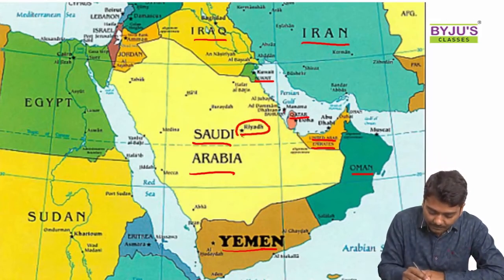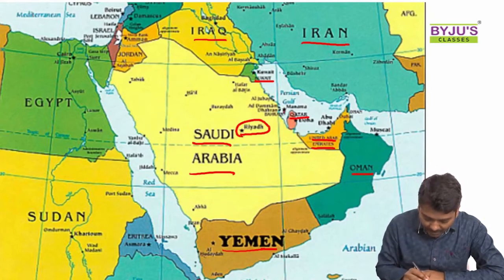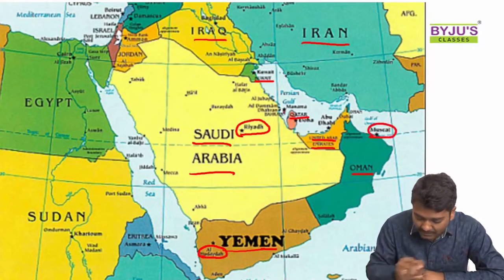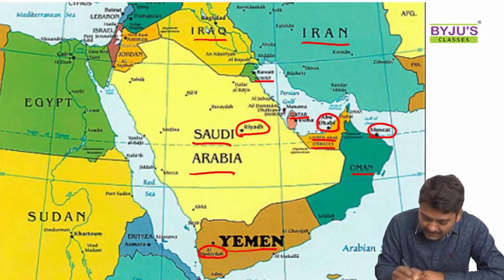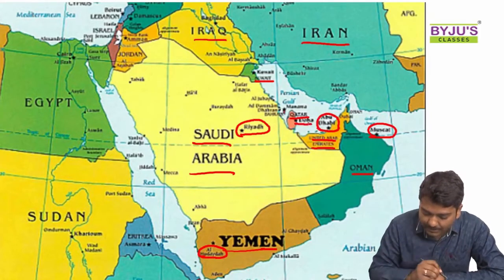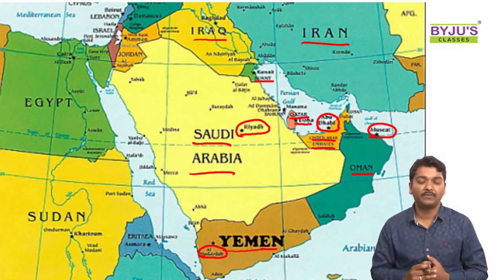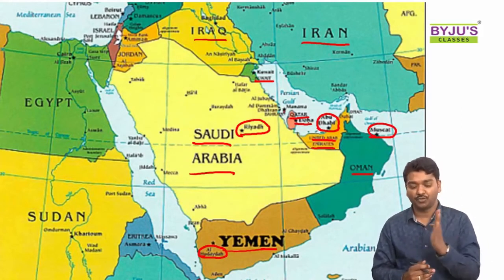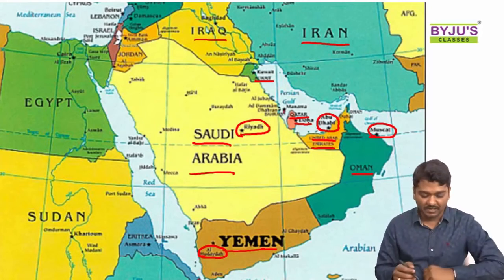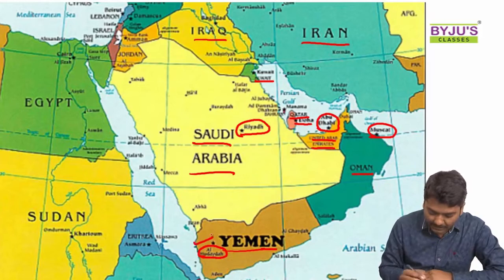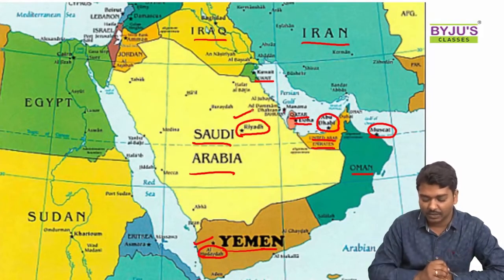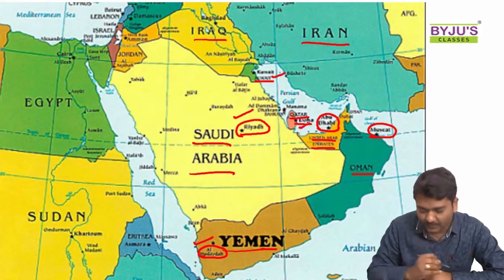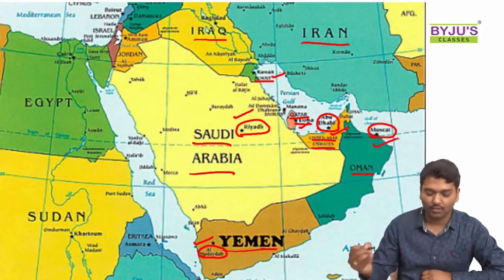You have Riyadh, right? And you have Yemen's capital. Then you have Oman's capital. Then you have UAE's capital. Then you have Qatar's capital. What question is expected from this? Arrange the following capitals from west to east. When you arrange from west to east, first you find Yemen's capital, then you find Saudi Arabia's, then you have Kuwait, Qatar, UAE and Oman.